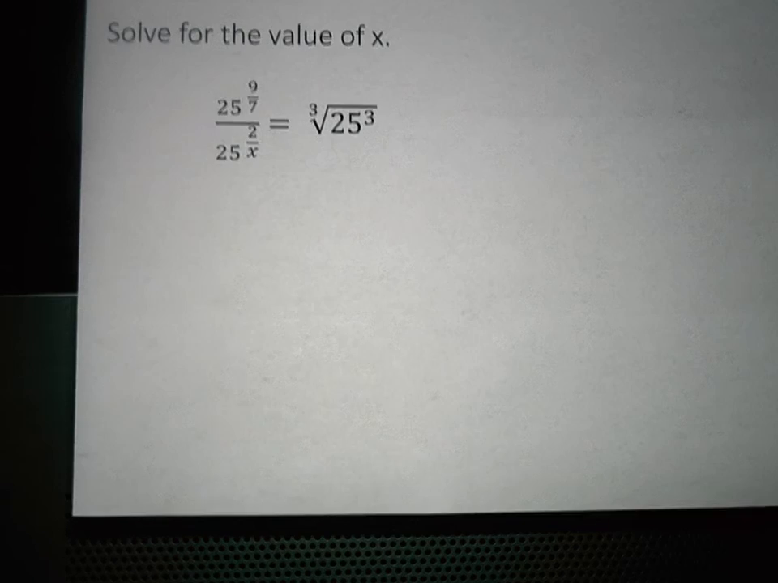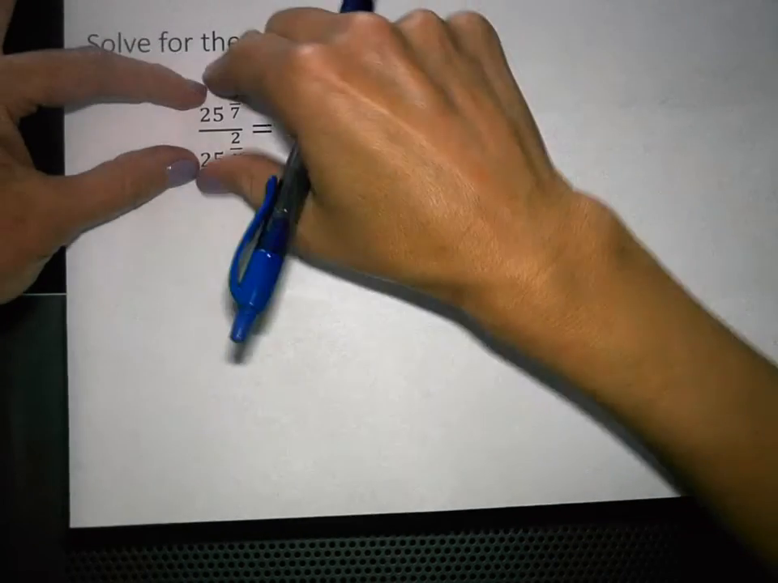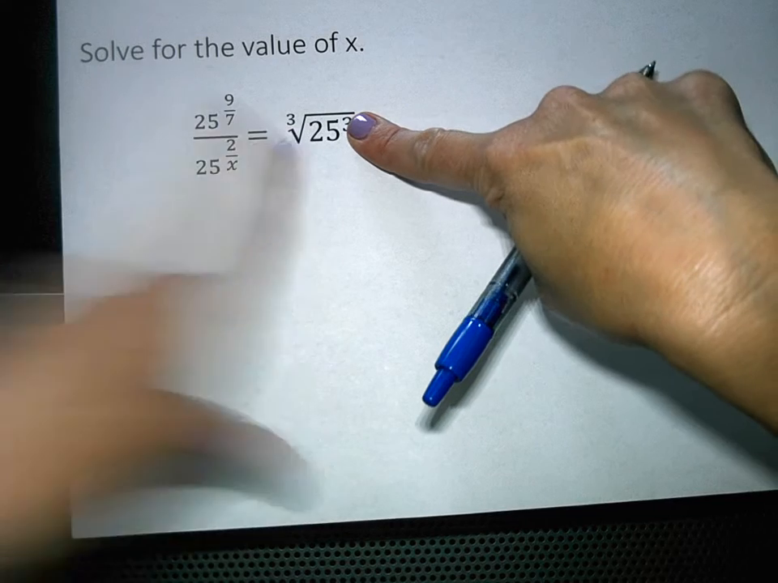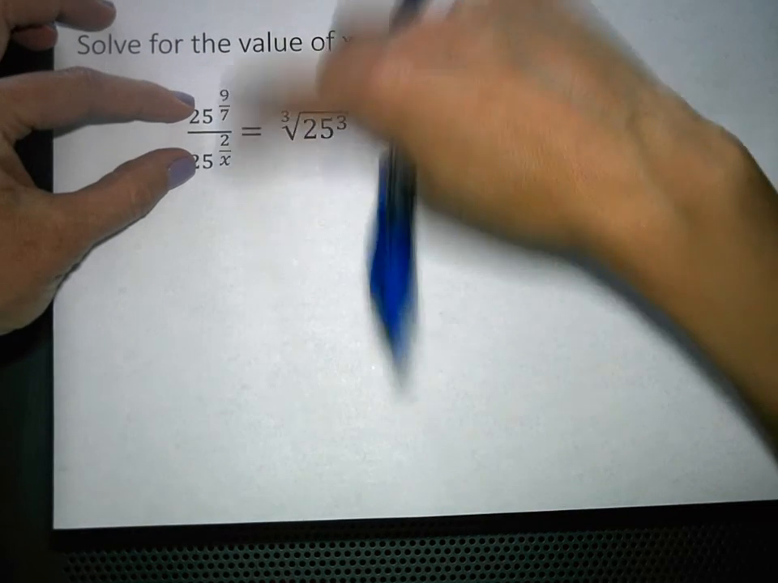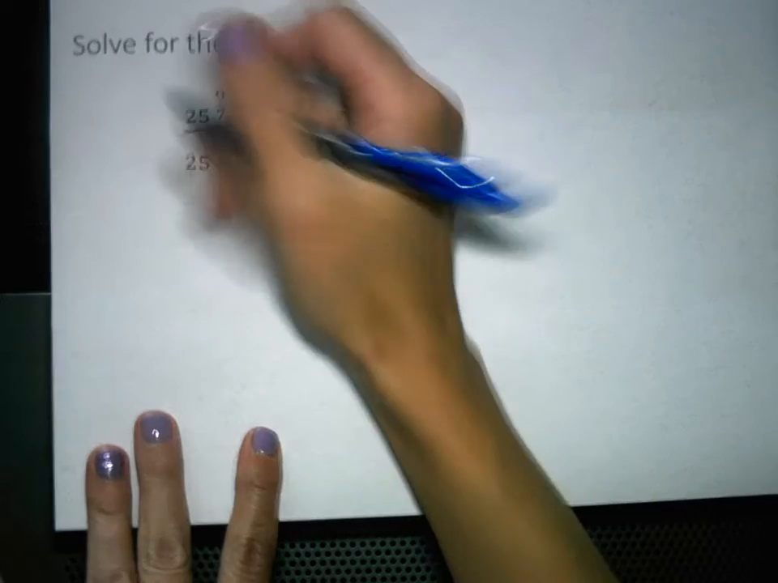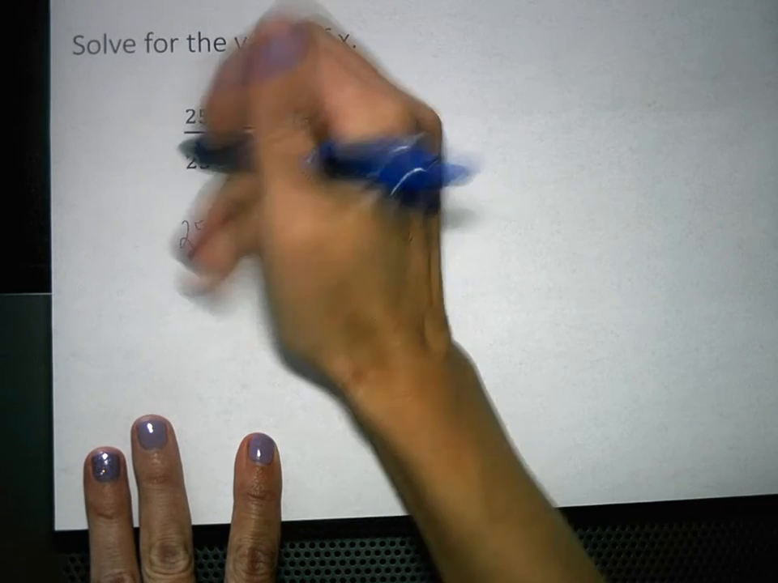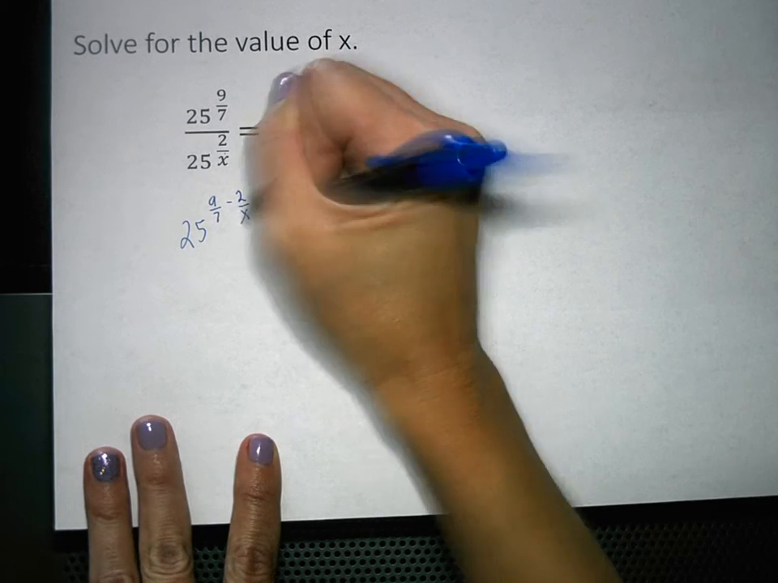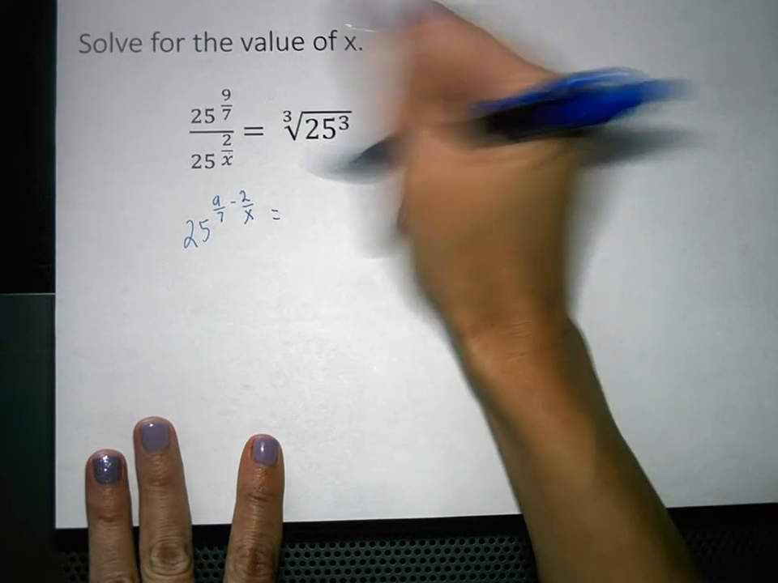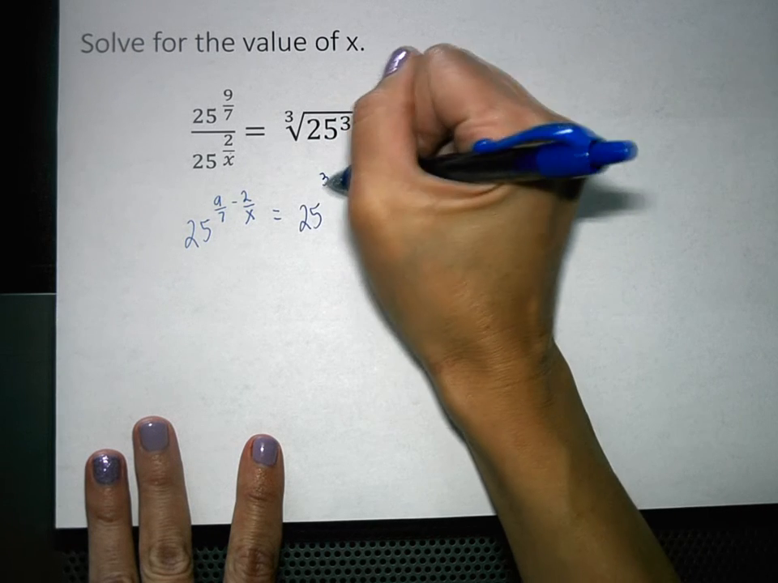Okay, again, solving for x. Again, we want this side to be reduced to look like this and vice versa. We know that when we're dividing, we subtract exponents. And so both of these already have like bases. You always take the top minus the bottom. So I'm going to go 9/7 minus 2/x. And this is, I'm going to change this to exponential form. This is 25 to the 3/5, 3.